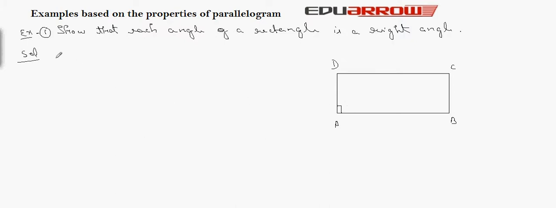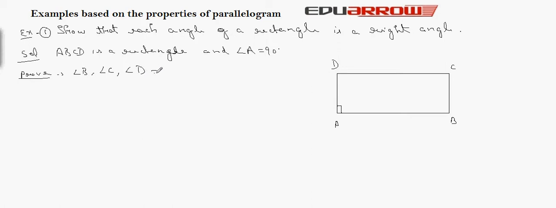So, we can say ABCD is a rectangle and angle A is equal to 90 degree. Now we have to prove that angle B, angle C and angle D are also 90 degree. Now we know that in a rectangle opposite sides are equal and parallel.